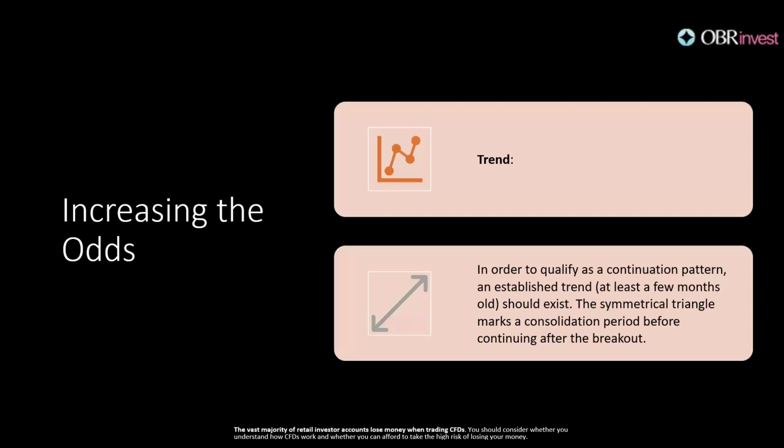The symmetrical triangle marks a consolidation period before a continuation after breakout. That's a little bit of hogwash. But if we have price moving in a well-defined trend, the more well-defined the trend and the more well-defined the triangle, the more reliable the trade becomes. Because you can have all types of horrible, erratic markets that just happen to make a triangle.